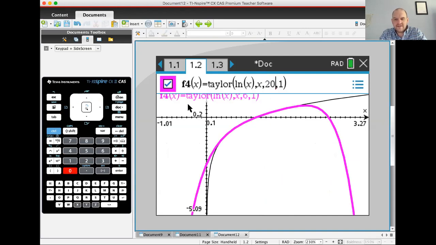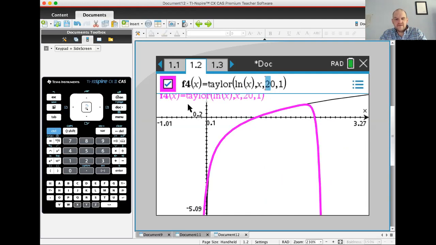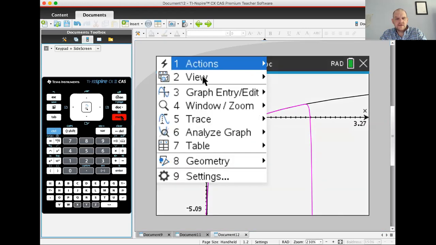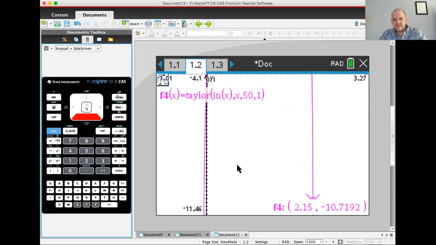So this is not the best. What if I did a 20th degree polynomial? It's the function, comma, the variable, comma, the degree polynomial you want, and then the center that you want. By default, the center tries to be 0, which won't work on this. So I'm going to go to a 20th degree polynomial, and you can see it's better. What if we do 50th? A 50th is really good between what looks to be -1 and about 2. Let me trace to 2. It's really good from, not -1, from 0 to 2. And then after that, things get insane.